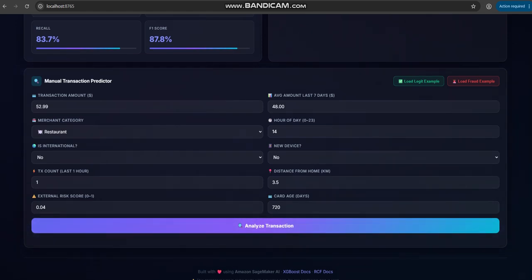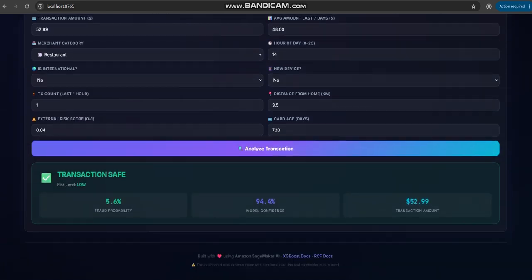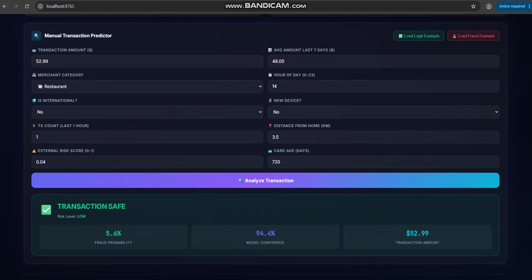You can also use manual prediction. For example, enter the transaction amount, whether it is international, the amount, whether it is a new device, and then you can analyze the transaction. You can see here, it is a safe transaction with this fraud probability. This is the confidence, and this is the transaction amount.